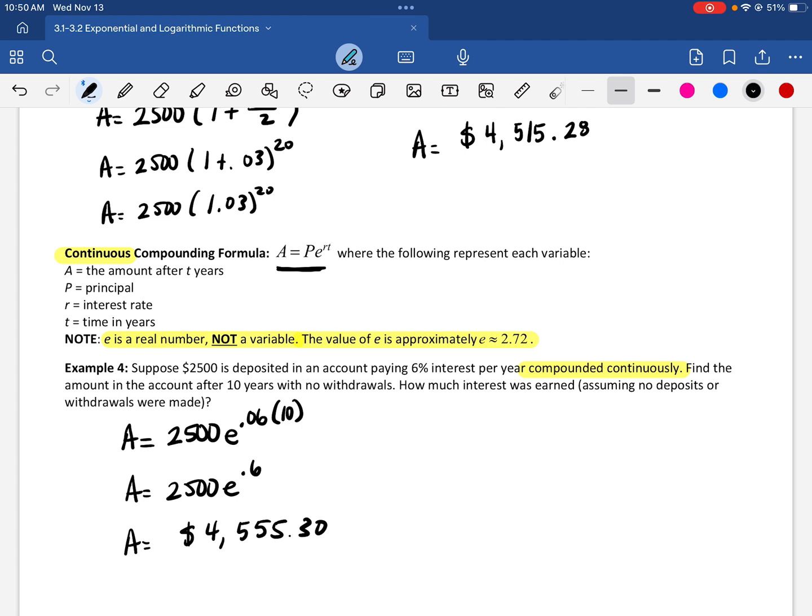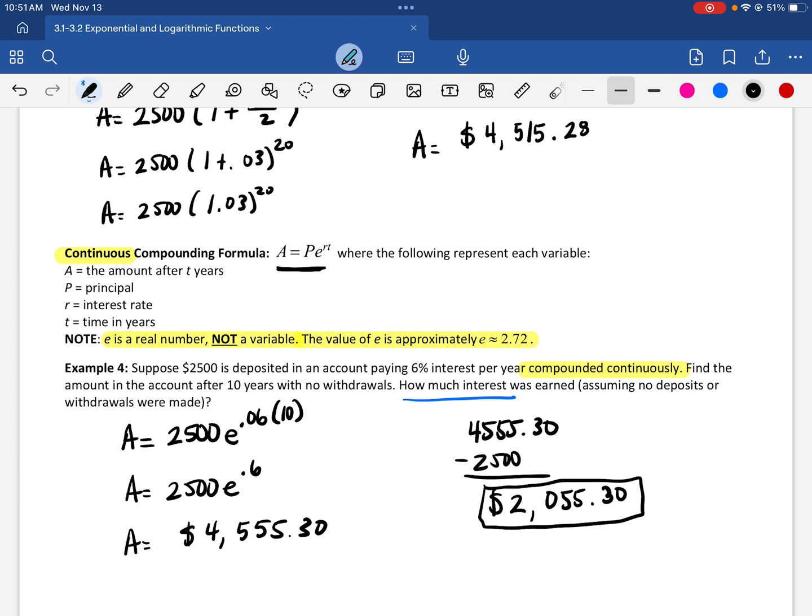Now the key thing here is that it says how much interest was earned. So this is how much money is in that account, but we only want to know the interest. So what we have to do here is we take what we just got, and we want to subtract out the principal, what we initially invested into this account. Right? So when we do that, we're going to get that over this 10-year period, they have gotten $2,055.30 in interest in that account. So anytime they ask you for just the interest, right, you're going to subtract out that initial amount that you had deposited or invested in your account.